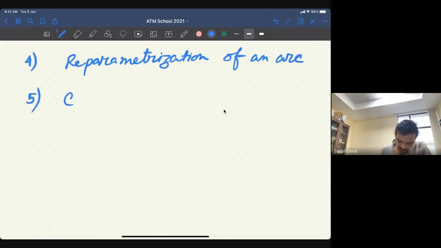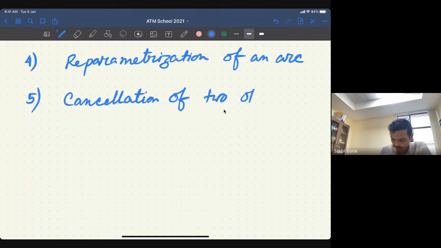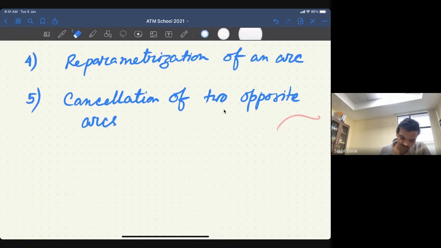Fifth, the cancellation of two opposite arcs. Just like if we have this one, well, not actually a line, you could have this gamma 1, gamma 2. You have this direction, and then gamma 3, gamma 3.